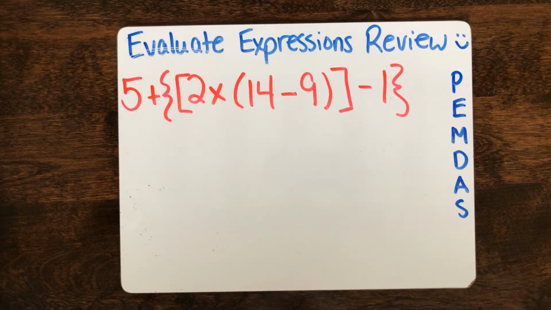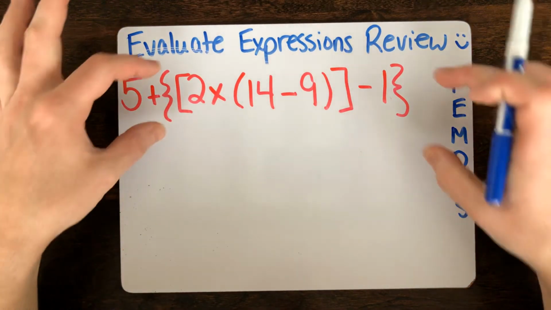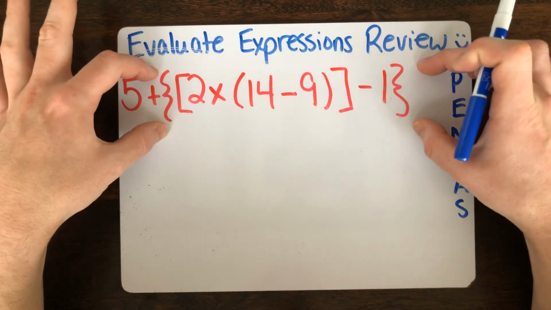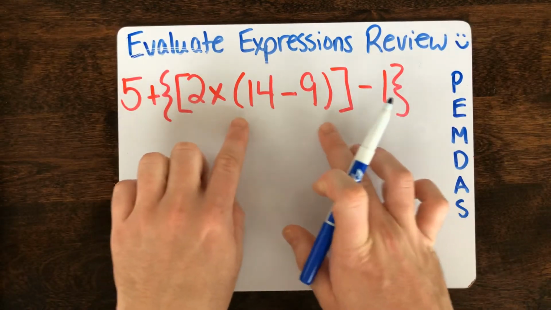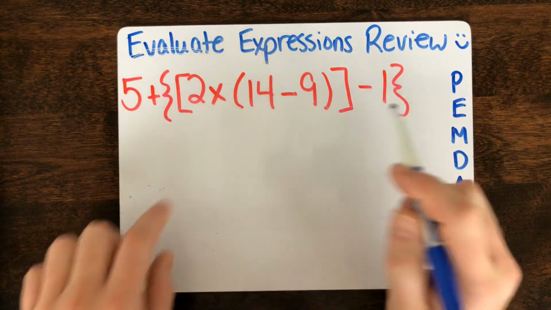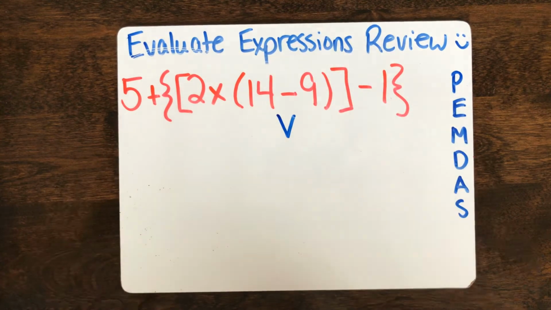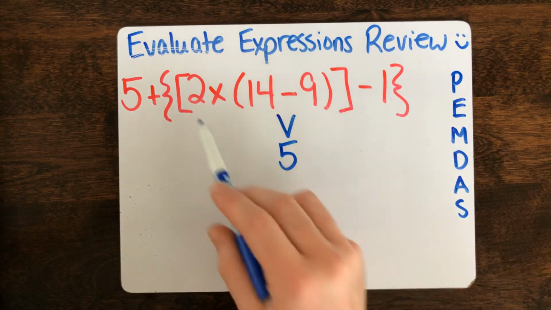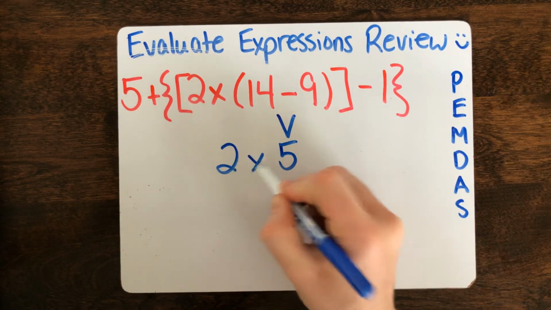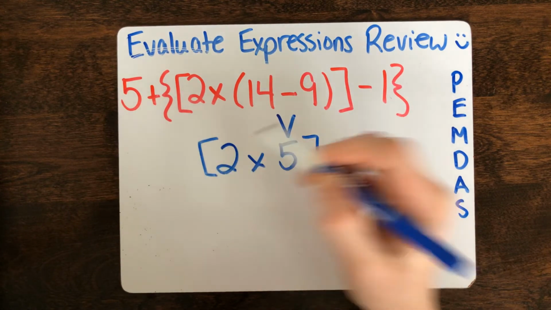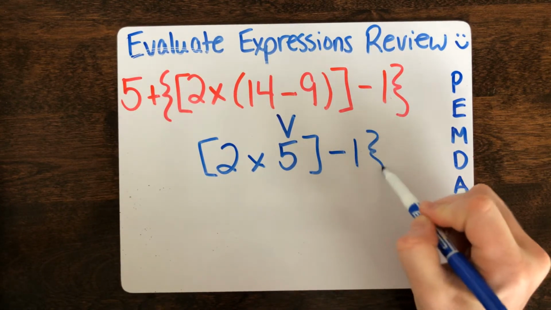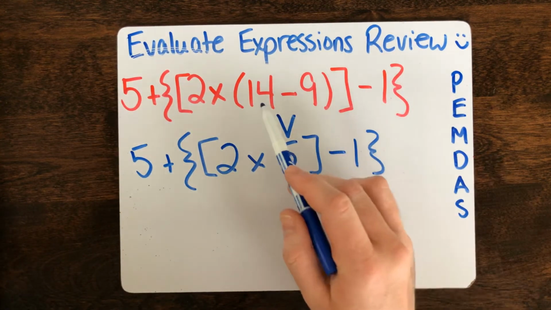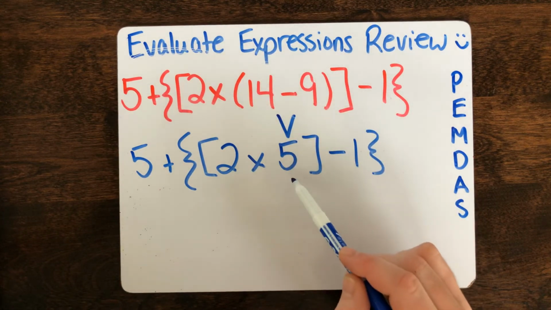I see brackets, braces, and parentheses. I'm going to start in this section over here, at the parentheses all the way on the inside. So 14 minus 9, that's what I'm going to do first. 14 minus 9 is 5. Then I bring down the 2 times, and I put brackets around those, the minus 1, and I put braces around the remaining, plus 5. So I just simplified 14 minus 9, and I made it 5.